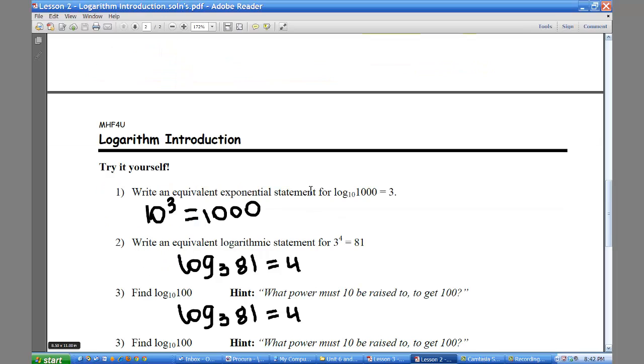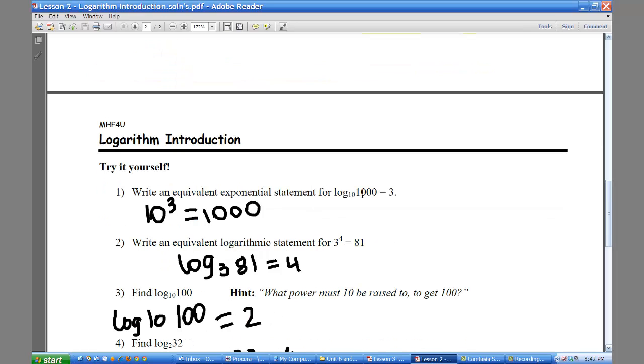So, write an equivalent exponential statement for log 10 of 1000 equals 3. 3 is the exponent, 10 is the base, 1000 is the answer. So, 10 was raised to the exponent 3 to get 1000. And that's what we wrote here. 10 to the power of 3 equals 1000. So, which exponent did I raise my 10 to get 1000? I raised it to the exponent 3.